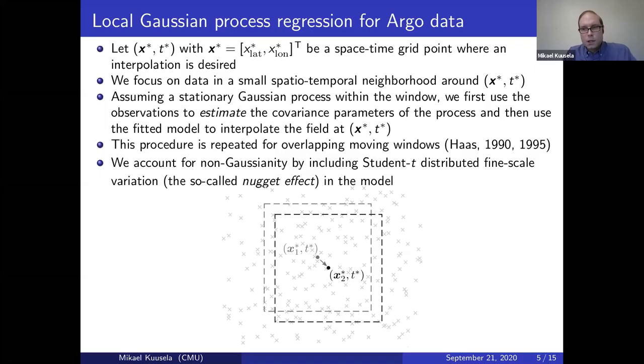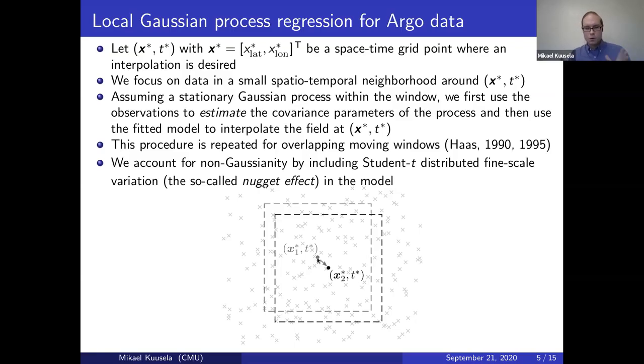So in some more detail how this works, let's say that you want to get the interpolated value of the field at this location here. What we do is that we look at a local spatio-temporal neighborhood of that data point, or sorry, that grid point, and then we look at data in that neighborhood. And we assume that within that local neighborhood, the process is a stationary Gaussian process, which is almost the same as saying that you do what you call objective mapping or optimal interpolation. Those Gaussian processes and those techniques go hand in hand.